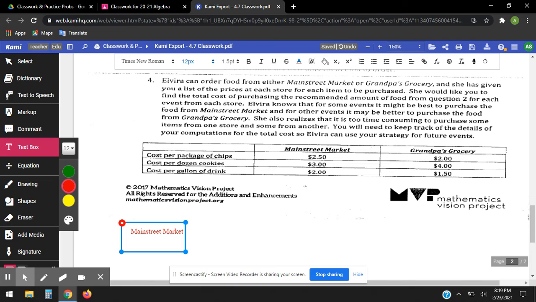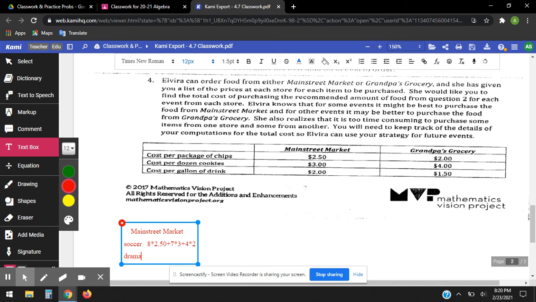So for Main Street Market, soccer had 8 packages of chips. So that's really 8 times 2.50 for those, right? And then we're going to buy those, plus we're going to buy 7 dozen cookies. Well, cookies cost $3, so times 3, plus we had 4 gallons of drink, and drinks are $2, 4 times 2. So that's going to be the cost at Main Street Market for the soccer team.